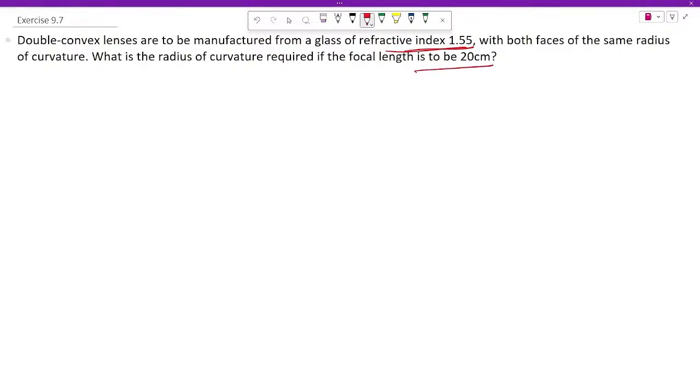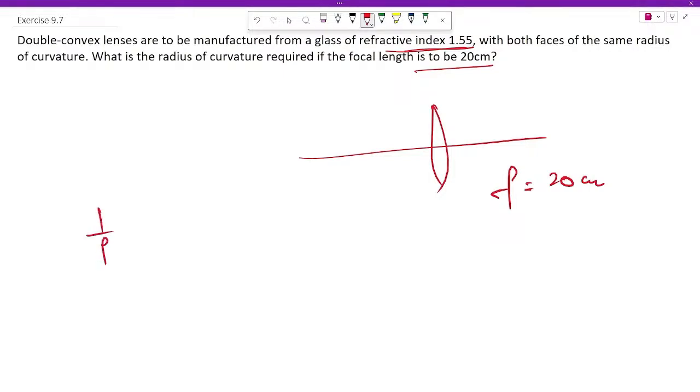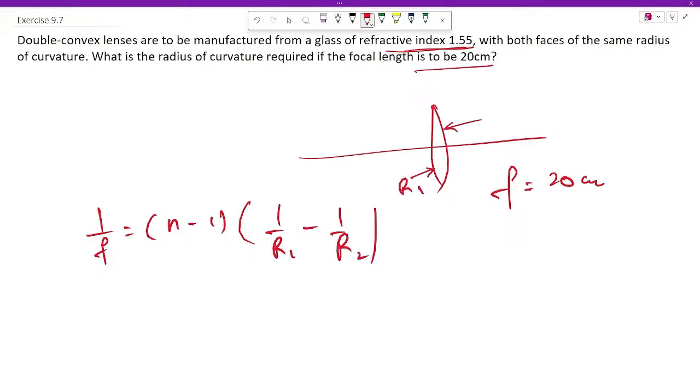Since we know the lens maker's formula, we will be applying it over here. It is saying that we have to make a double convex lens of focal length equal to 20 centimeter. So we know the lens maker's formula, that is 1 by f equals to n minus 1, where n is the refractive index of the glass with respect to the media in which it is kept, into 1 by r1 minus 1 by r2. Here r1 and r2 are the radius of curvature of this side versus this side.